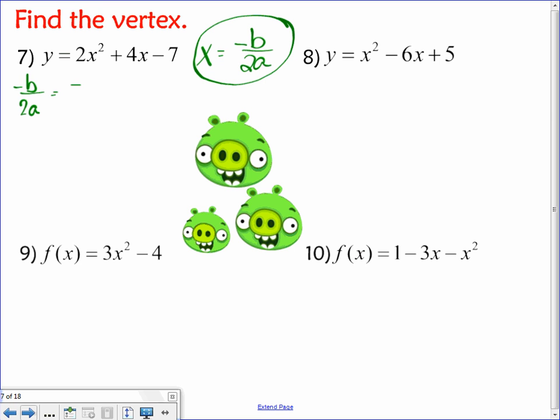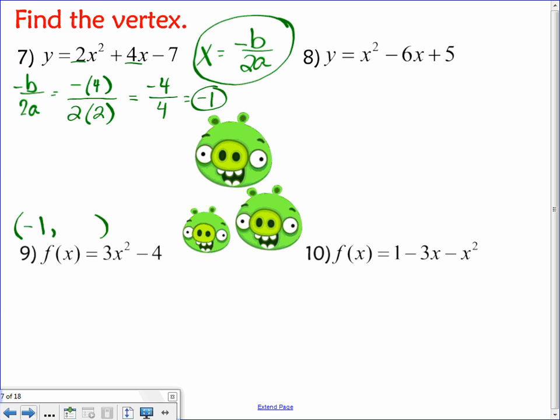Negative, my b value is 4, over 2 times my a value, which is 2. Clean up the top, negative 4. Clean up the bottom, which is 4. Then clean up the fraction, which is negative 1. All right, so that's my x value. So in my vertex, I get negative 1, and then something. Okay, so we need to find that y value.